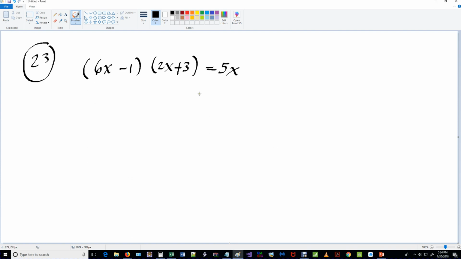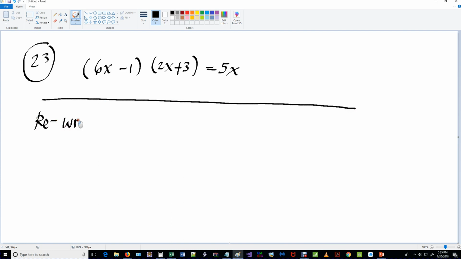Now, this looks really weird, right? It doesn't look like a quadratic equation, but it is. Because see, on the left side you have 6x times 2x, so you will get an x squared, and then some x's, and then some numbers. But it is a quadratic equation written not in standard form. So we have to rewrite the equation into the standard form. Let's do that. So let's do the left side.